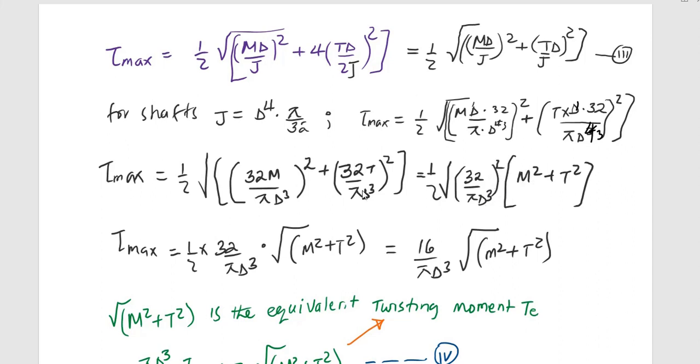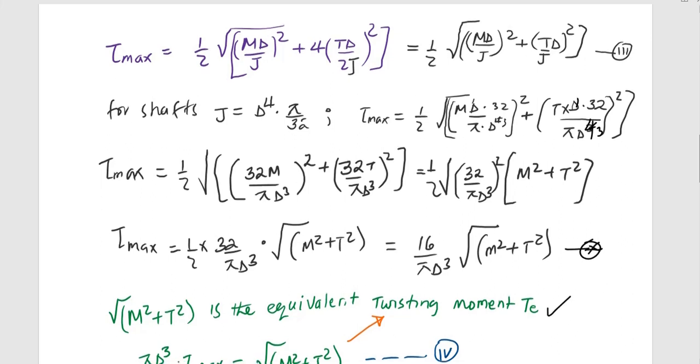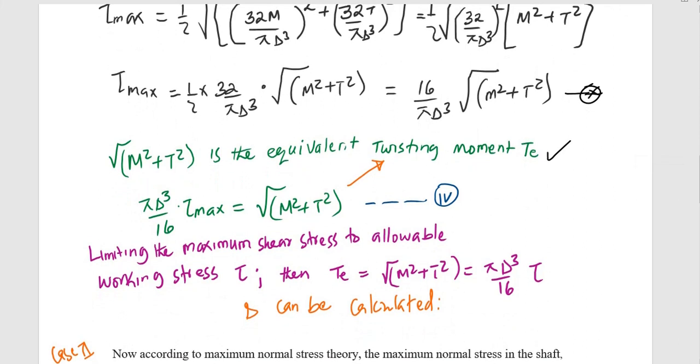If we factorize out this 32 out of pi d cubed, then it will be root of a half times 32 over pi d cubed squared, then M squared plus T squared. Which will give us tau max equivalent to a half times 32 out of pi d cubed times the square root of bending moment squared plus the twisting moment torque squared. Now this square root of M squared plus T squared is what we call the equivalent twisting moment. So if we take this 16 out of pi d cubed to cross the other side, it means pi d cubed out of 16 tau max is equal to the square root of M squared plus T squared, which is the twisting moment Te.